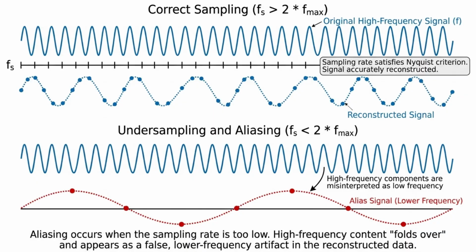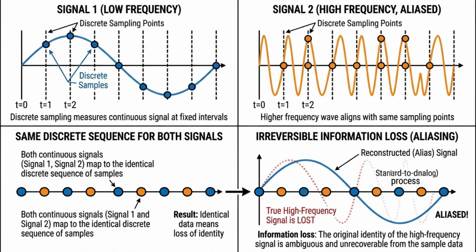Aliasing occurs when the sampling rate is below the Nyquist rate. In this case, high-frequency signals are misinterpreted as lower-frequency components in the sampled data. This creates false frequency content that was not present in the original signal. This happens because discrete sampling cannot differentiate between different sinusoidal signals that align at sampling points. As a result, multiple continuous signals map to the same discrete sequence, causing irreversible information loss.